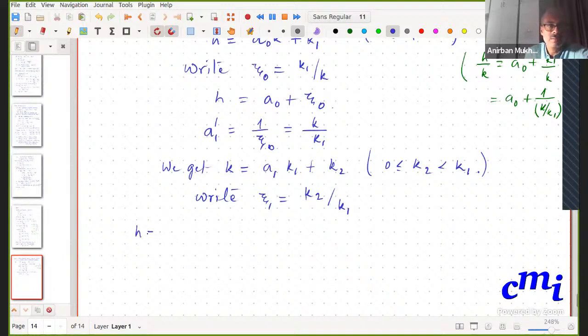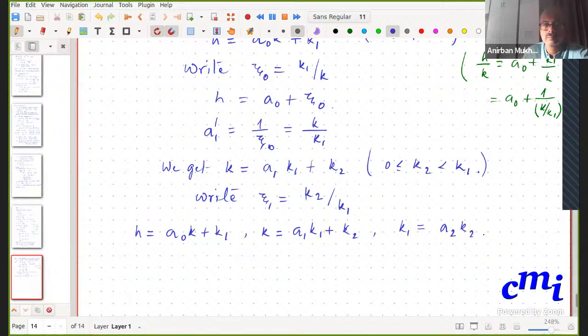And what we have done so far is a naught plus k1, this is k. Then k is k1 plus k2, and k1 is k2 plus k3, and so on. So we keep doing this. It goes on like that.